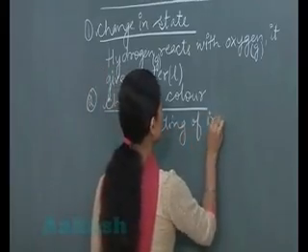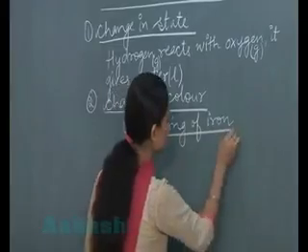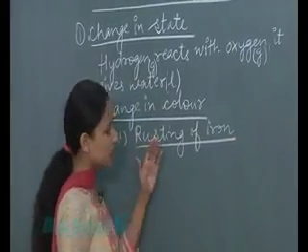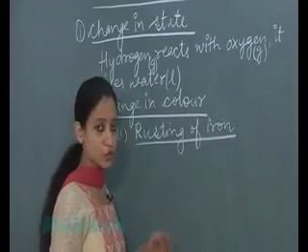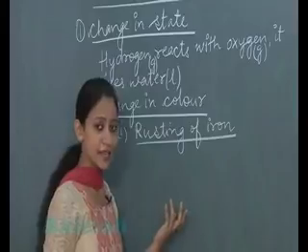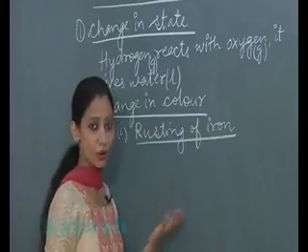The first example can be rusting of iron. We know during rusting of iron there is change in the color. Iron is silvery or blackish in color and the rust formed is brown in color. So during the rusting of iron there is change in the color, so we can easily guess whether the reaction has occurred or not.